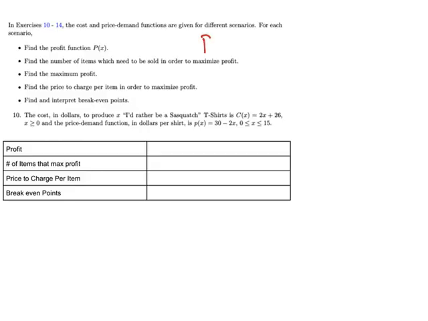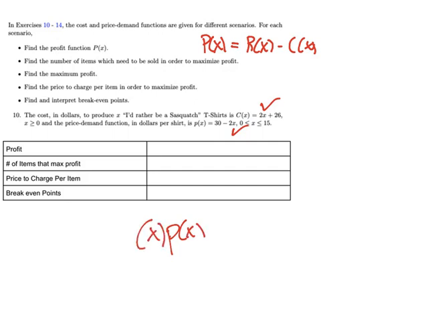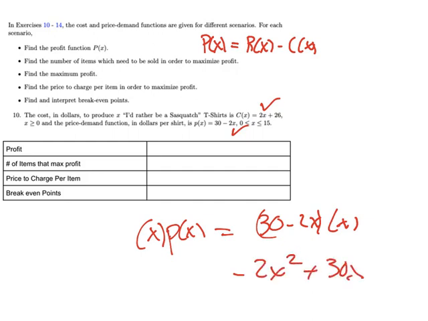All right, here we're asked to find the profit function. Well, remember that the profit function is revenue minus cost. They provided us with the revenue function and the price demand function, so all we have to do is multiply this by x, and that tells us how many items we sold, which is negative 2x squared plus 30x. Okay, so there's my revenue function.